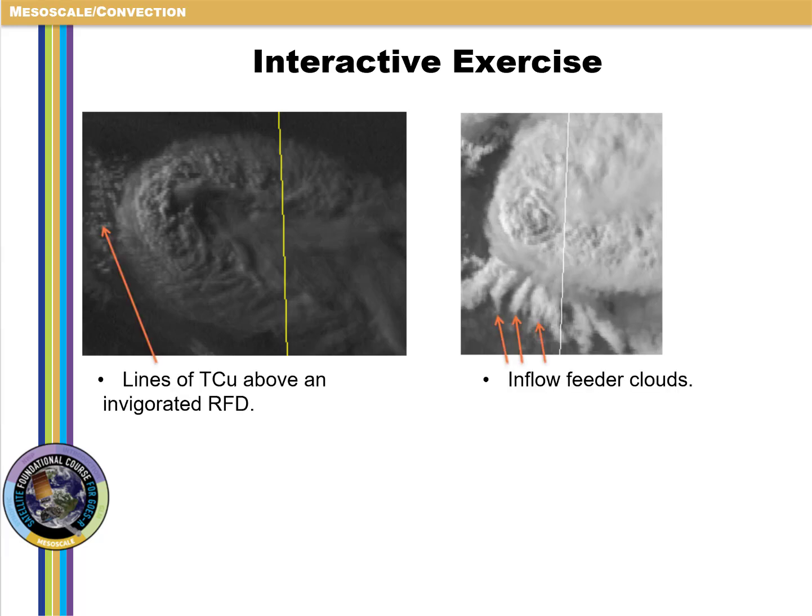Here's the answer to the interactive exercise. This image shows lines of towering cumulus above an invigorated RFD on the western flank of this storm. And over here we have inflow feeder clouds on the southern flank of this storm.